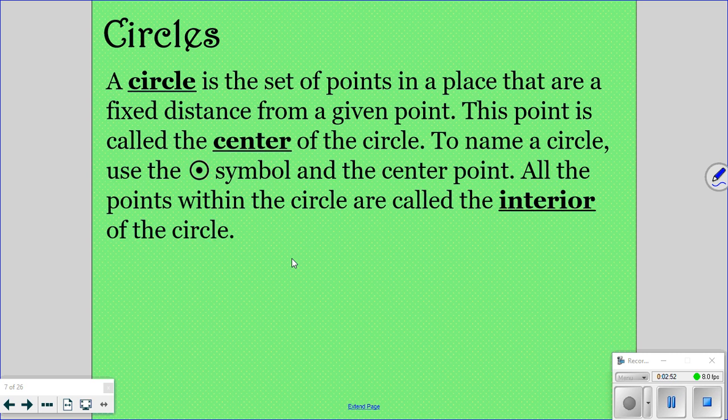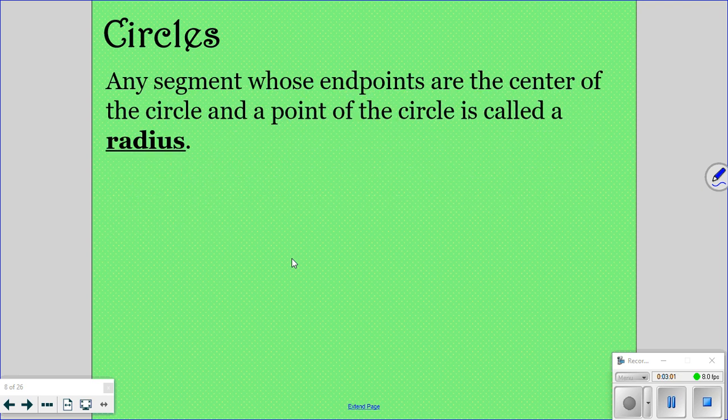All of the points that are inside of the circle, that are within the circle, are called your interior points because they're on the inside. If you have an endpoint that starts at the center of your circle and then the other endpoint of your segment is on the circle, that's going to be called a radius. So if you have an endpoint on the center of the circle and on the circle for your segment, that is going to be a radius.